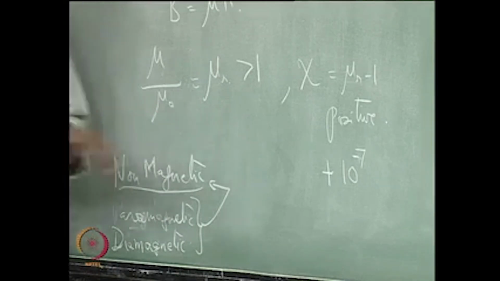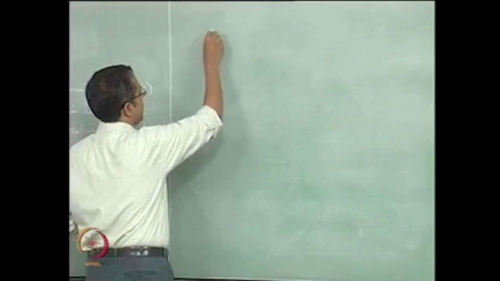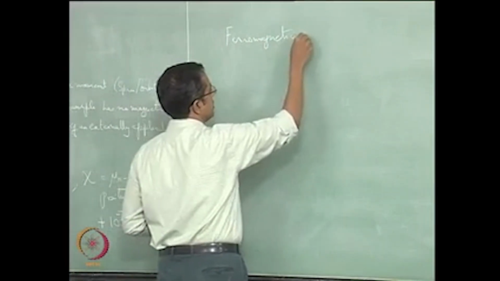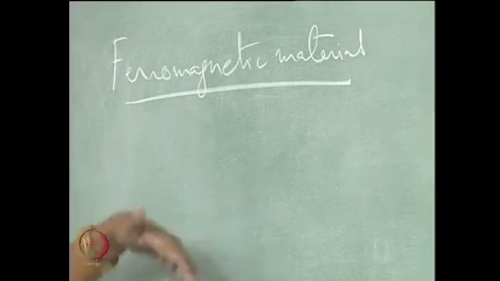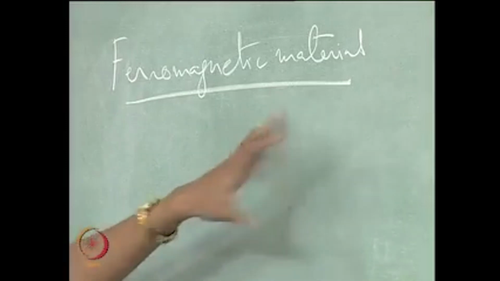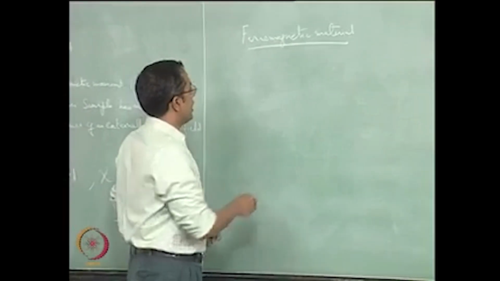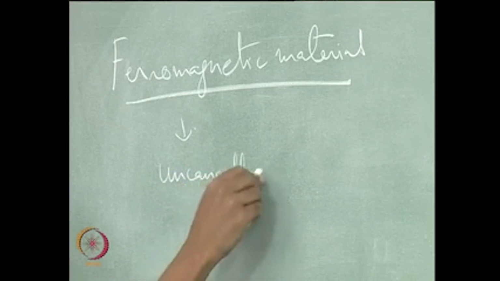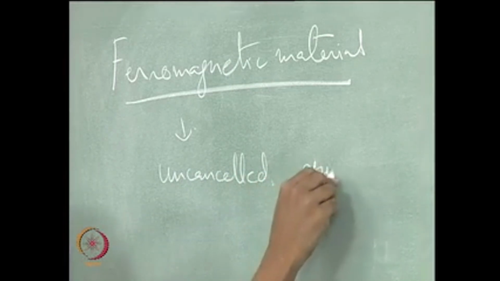So in terms of technological interest, they are not of great significance. The next type that we are interested in is the ferromagnetic material. There are a couple of other sub-classifications, but we will look at the main classification of the ferromagnetic material. It is one where you mostly have uncancelled magnetic moments; each atom has a magnetic moment, typically due to uncancelled spin magnetic moments.